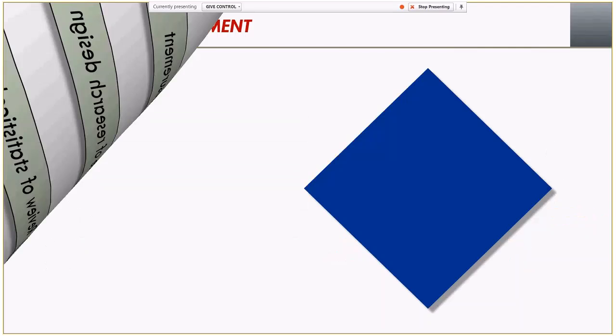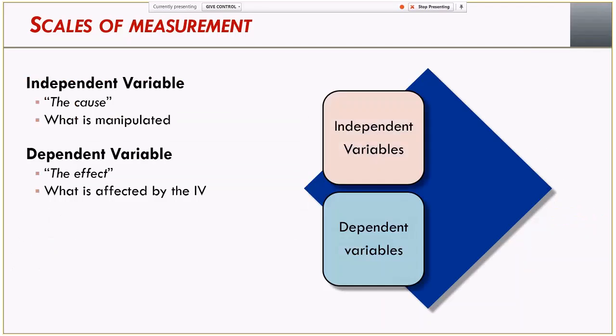So it first helps to begin by talking about variables, which will lead into scales of measurement. In research, we have to make the distinction between different types of variables. Different variables have different qualities and properties. One distinction is between independent and dependent variables. The independent variables, also referred to as the IV, are thought to be the cause of some effect.